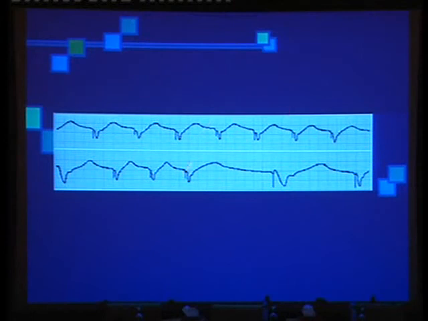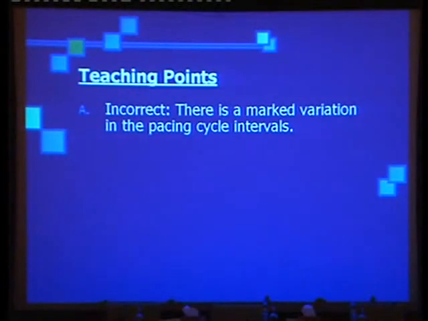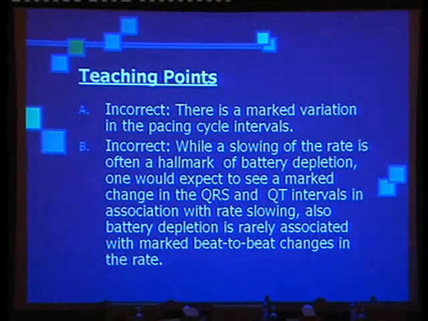We have a spike everywhere here, but we have a spike and we do have a pause here. So this pause is regarding what? Because we do have a question: is there marked variation in the pacing cycle interval? So it is not true, because usually we see the spike in front of the QRS. The question also says a slowing of the rate is often a hallmark of battery depletion, so one would expect to see a marked change in QRS and QT interval in association with the rate slowing. Also, battery depletion is rarely associated with a marked beat-to-beat change in the rate.